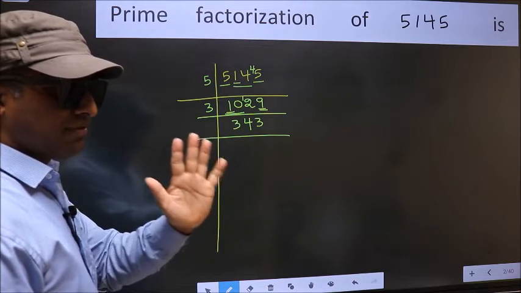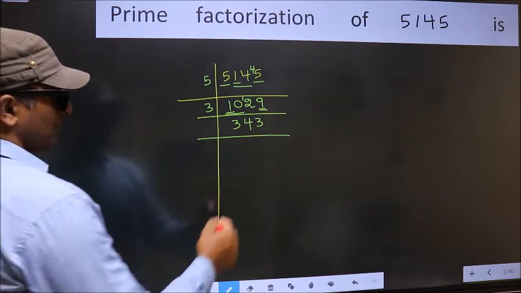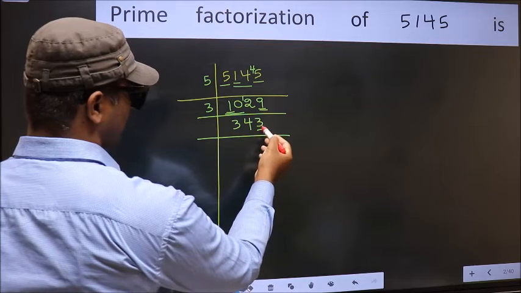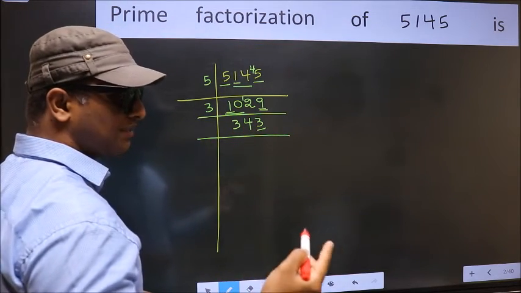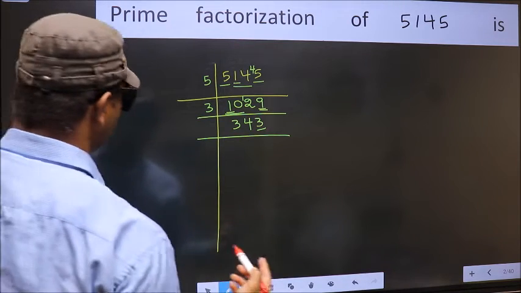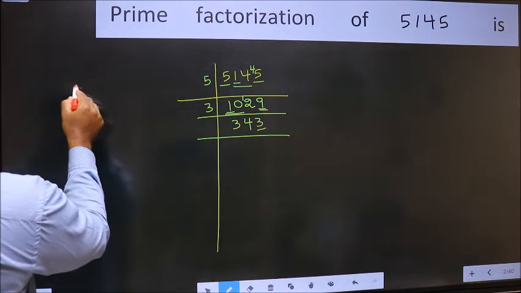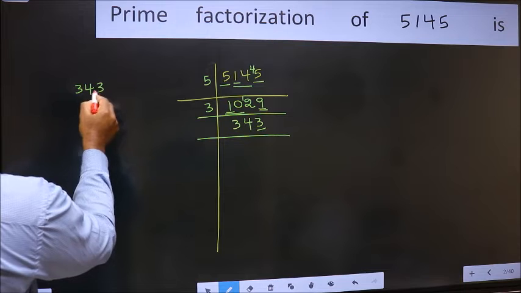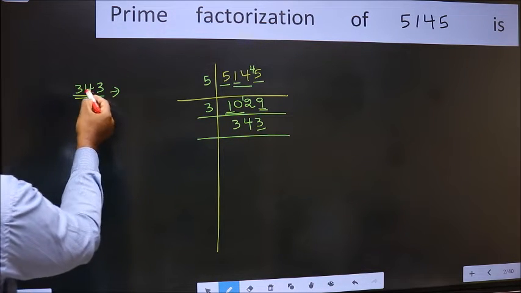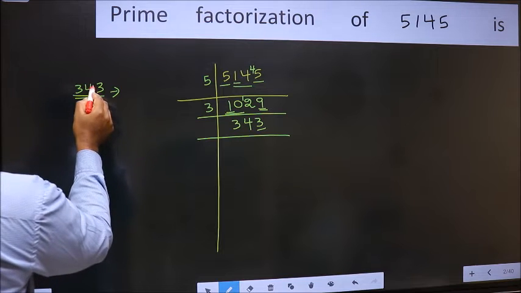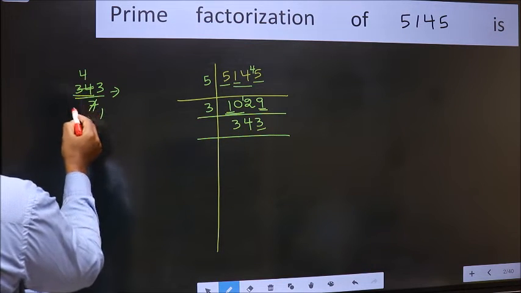Next prime number 5. The last digit is neither 0 nor 5, so this is not divisible by 5. Next prime number 7. Let us check divisibility by 7 here. A number close to 34 in the 7 table is 7 4s 28.